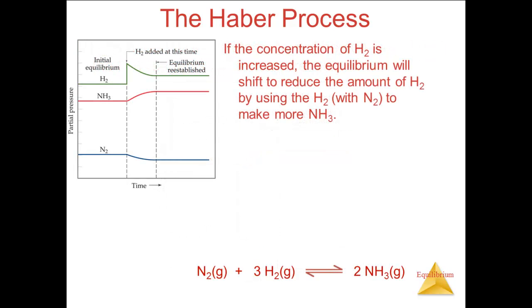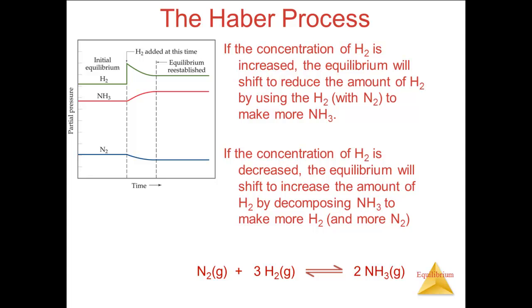If we increase the amount of H2, then the equilibrium will shift to reduce the amount of H2 by reacting it with N2 to form NH3. On the other hand, if we decrease the amount of H2, then the equilibrium will shift to make more by decomposing NH3 into N2 and H2. Adding H2 causes the equilibrium to shift to produce more NH3. That is, it shifts to the right. Decreasing the amount of H2 will cause the equilibrium to shift to produce more H2. That is, it shifts to the left.